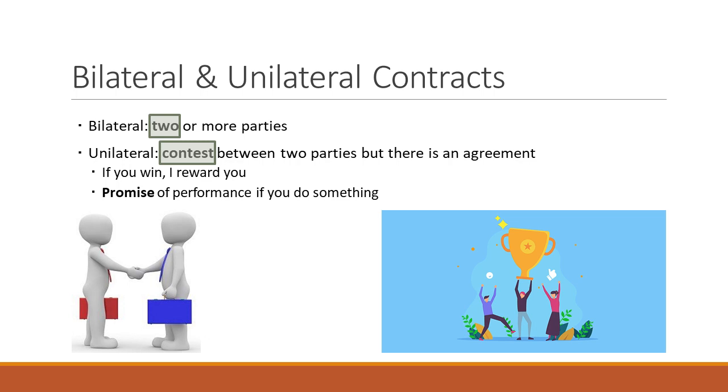A unilateral contract is, as I say here, something like a contest, where there may be two parties, but they don't necessarily sit down and talk about it. They don't enter into terms and conditions. But there is an agreement. One of the ways that I use this as an example, whether you go to the grocery store or to McDonald's, every year they have the Monopoly, win something, contest, or when you twist off the cap of a soda bottle and look underneath, you may have won something.